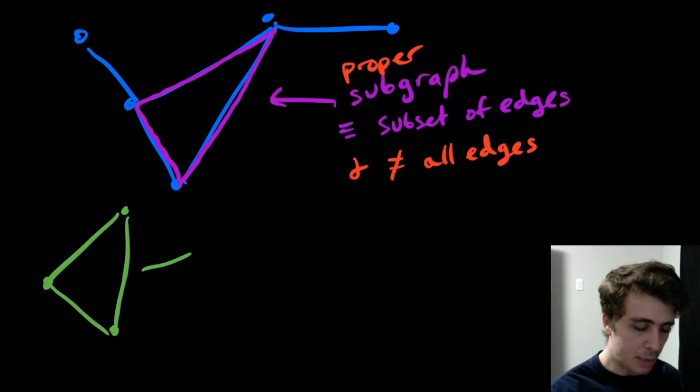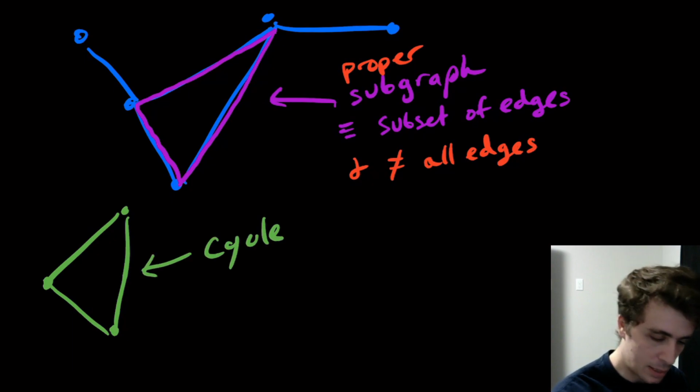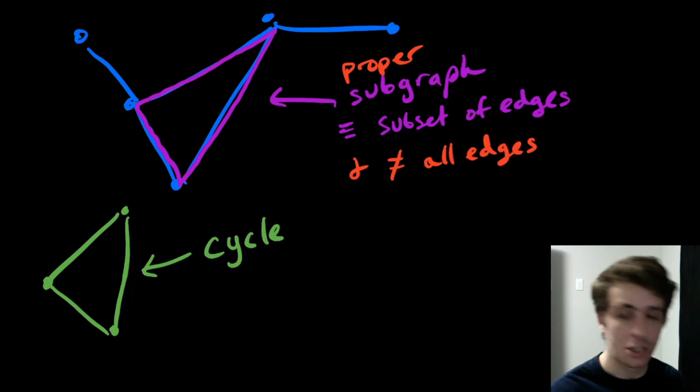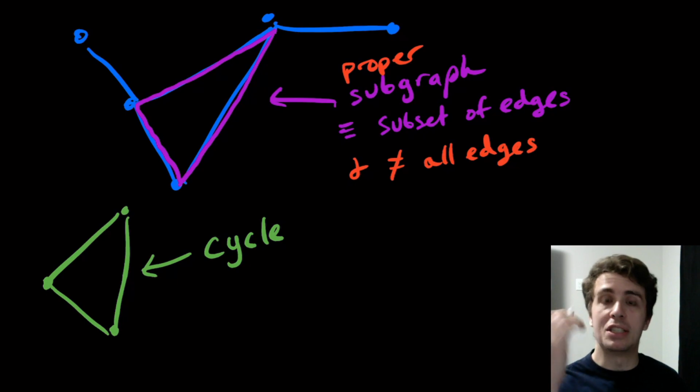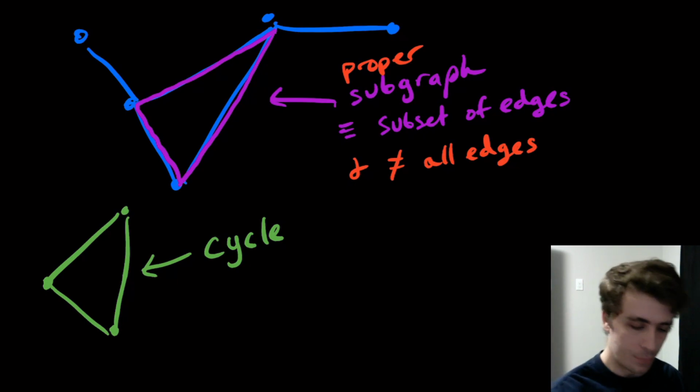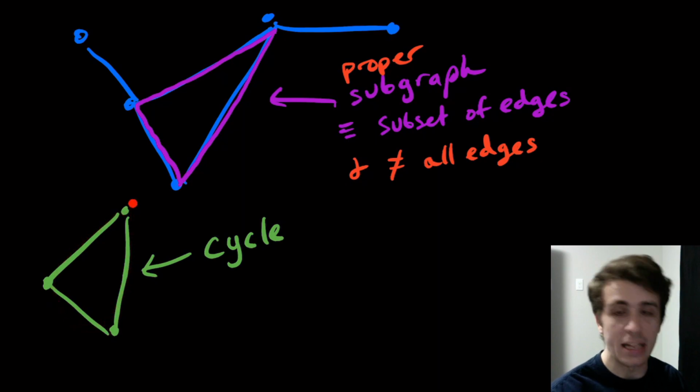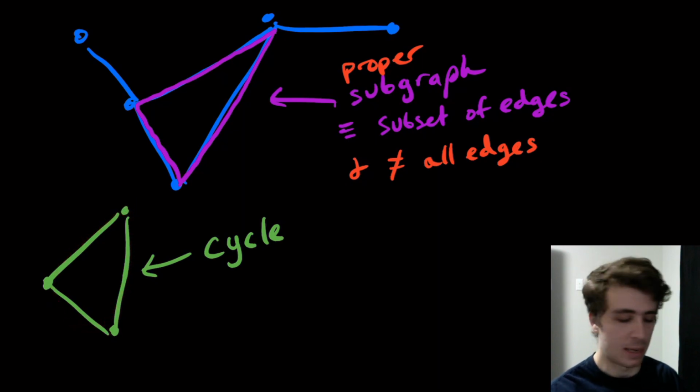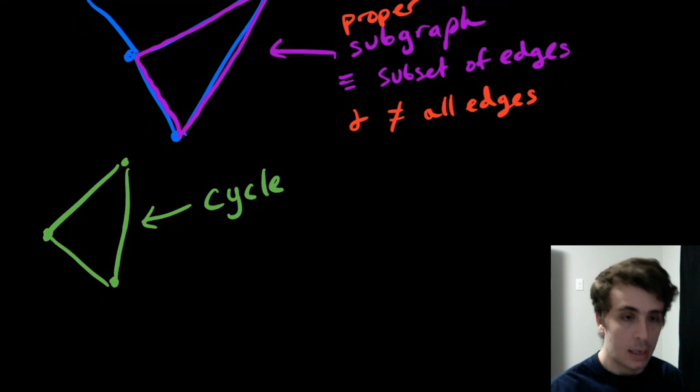So this right here is what is called a cycle. A cycle is just starting at one vertex, and you keep traversing, and then you end up back where you started. And that's what a cycle is.